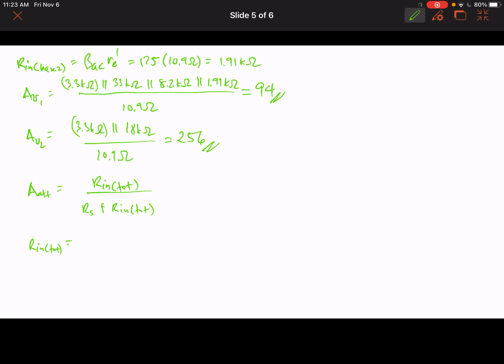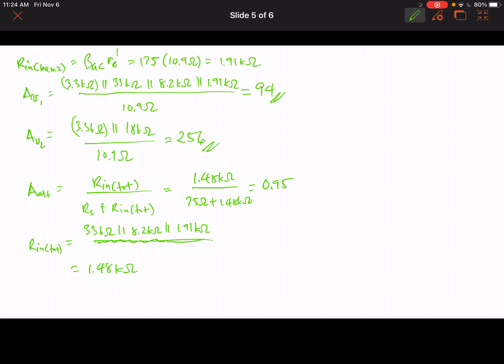Okay, this gives us 33 kilo ohms parallel to 8.2 kilo ohms and parallel to 1.91 kilo ohms. Okay, so the result is 1.48 kilo ohms. So this becomes 1.48 kilo ohms divided by 75 ohms plus 1.48 kilo ohms, resulting to 0.95.